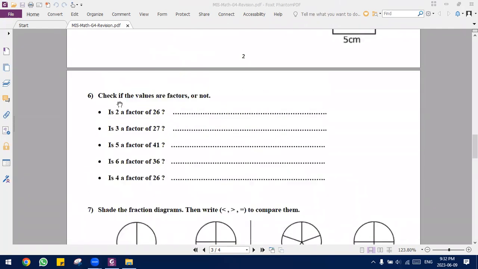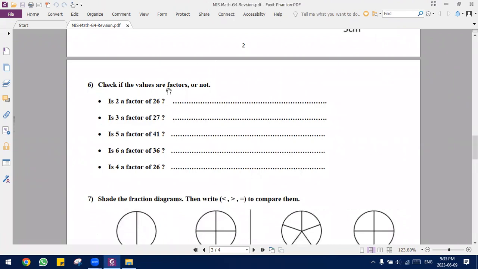Now here in this question, it says, check if the values are factors or not. For example, the first one says, is 2 a factor of 26? How can I know if it is a factor or not? Or in other words, we can write the question like this: is 26 divisible by 2? This is the same question. Is 2 a factor of 26? Or is 26 divisible by 2? So how can we check if it is divisible or if it is a factor or not?